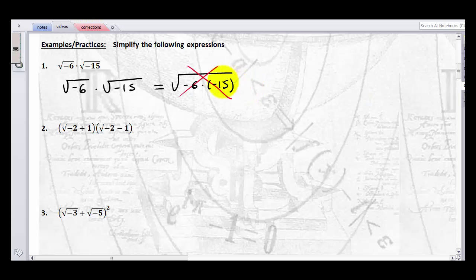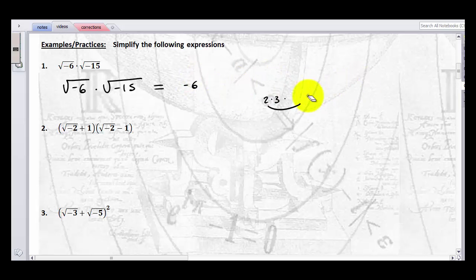If this operation was allowed, you could write this as the square root of 6 times 15. And this simplifies to what? 6 is 2 times 3, 15 is 3 times 5. So it would be 3 square root of 10, and I keep these two inside. Well, this is not at all what this product is going to be equal to.